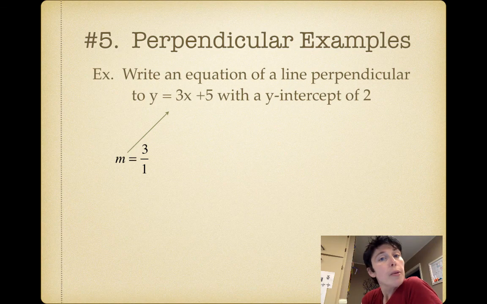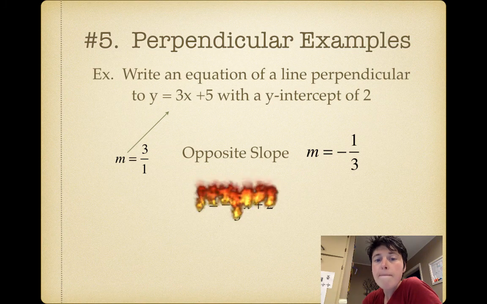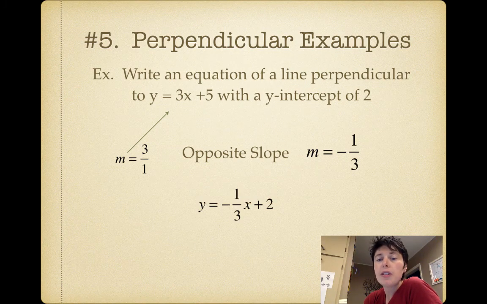So we need a perpendicular line, which is going to have opposite slope. So now we're going to flip that slope and change the sign so it's negative instead of positive. So it's going to be a new slope of negative 1/3. Then I can write my equation, y equals negative 1/3 x plus 2.